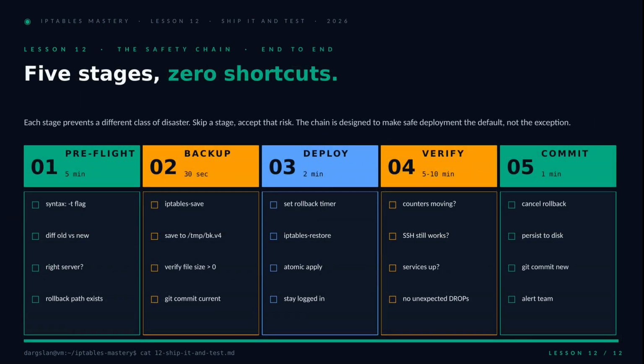Now look at it as a checklist. 5 stages, around 20 checkboxes total, and roughly 20 minutes end to end. Pre-flight catches typos before they become outages. Backup gives the rollback something to restore. Deploy is where the timer arms. Verify is where you actually earn the commit. And commit is the smallest stage, because by then the hard work is done. Skip any one of these and you've quietly accepted a class of failure you didn't have to.